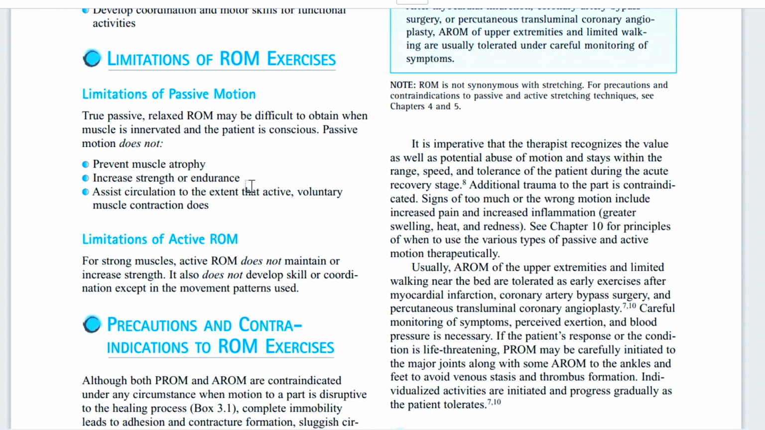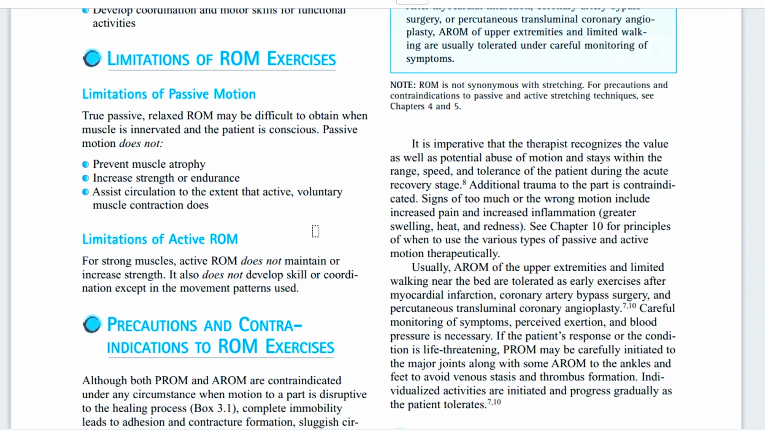And for active range of motion, for strong muscles, active range of motion does not maintain or increase strength, as you know. It cannot increase strength. It can just work on the movement. It cannot increase or maintain the strength. Other than that, it also does not develop skill or coordination except in movement patterns. As we have discussed, movement patterns are developed in active range of motion, but you cannot develop skill or coordination with active range of motion.